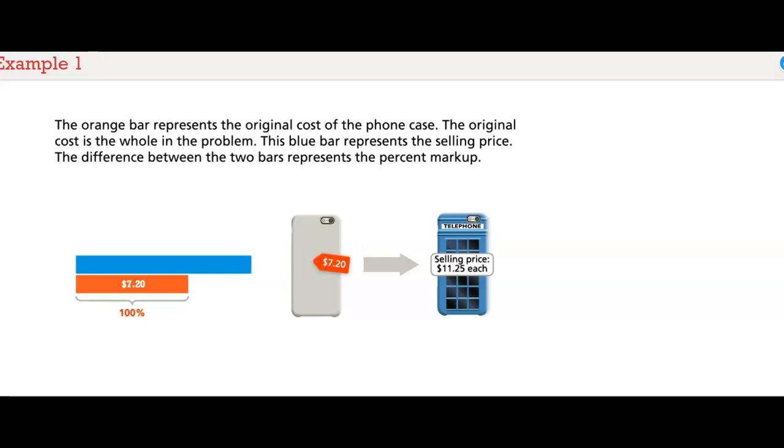It is 100%. This blue bar represents the selling price, $11.25. The difference between the two bars represents the percent markup. We can use a little mental math to subtract. The markup is $4.05.